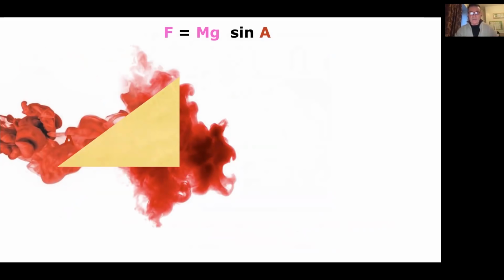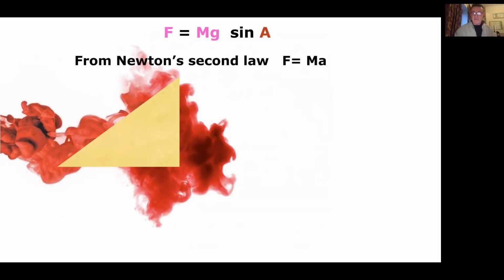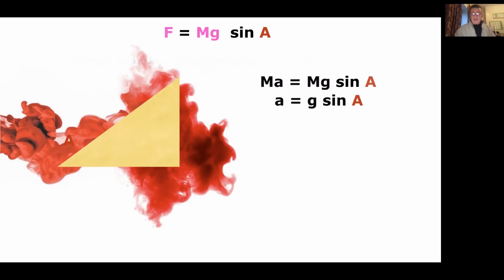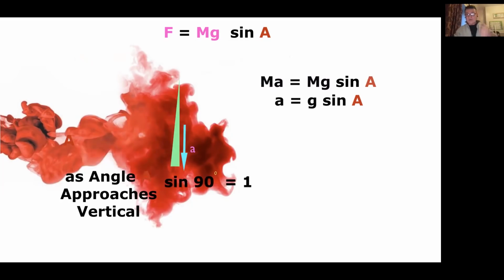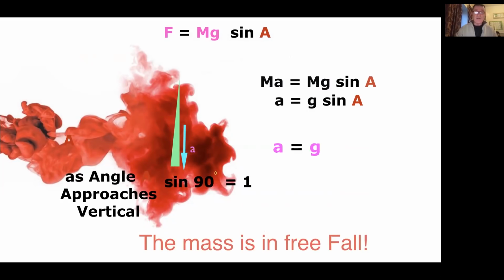It's really wonderful. But you have force equals mass times gravity. Sine A is the angle of the joint. So from Newton's second law, we have force equals mass times acceleration. And this gives us mass times acceleration equals mass times gravity. And sine A is going to be the angle of the joint. That tells us that acceleration equals gravity, and it's dependent on the angle of the joint. So if the joint becomes vertical, then we're going to a 90-degree angle. So as it approaches vertical, it means that acceleration equals gravity, and you are in free fall.